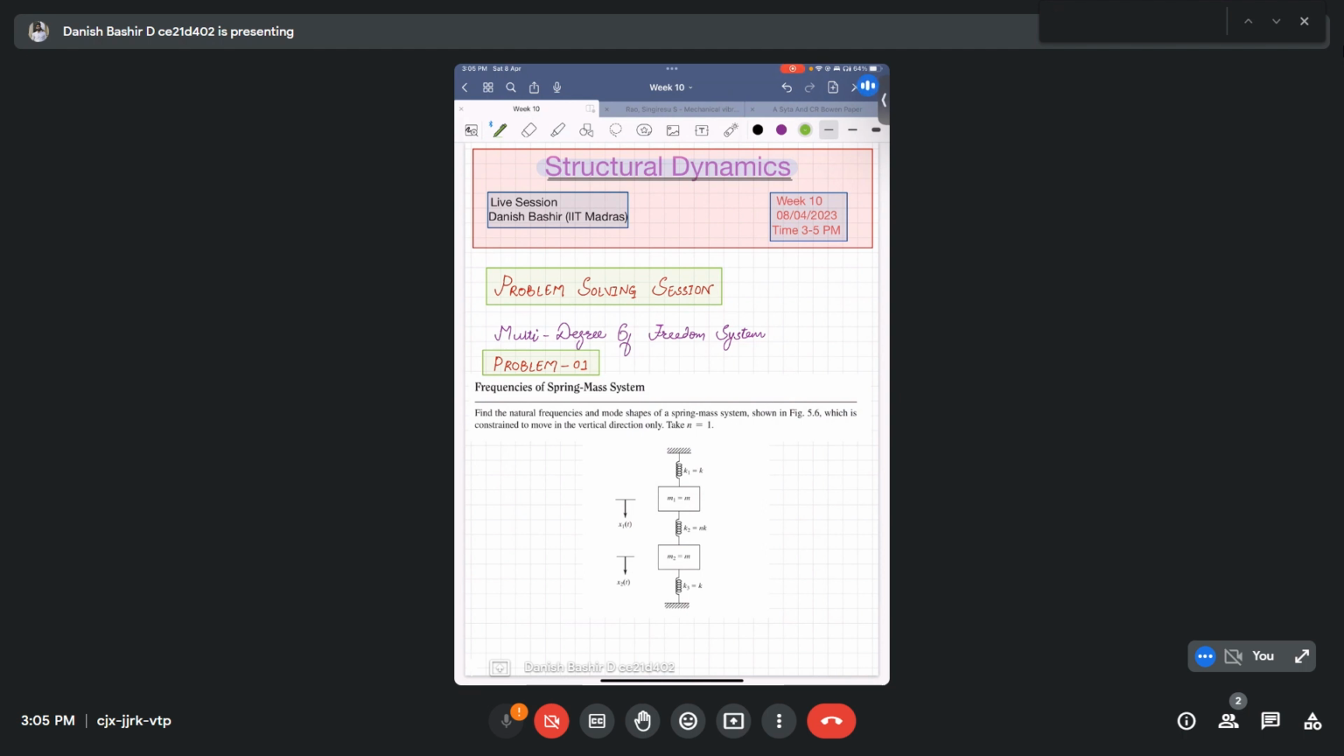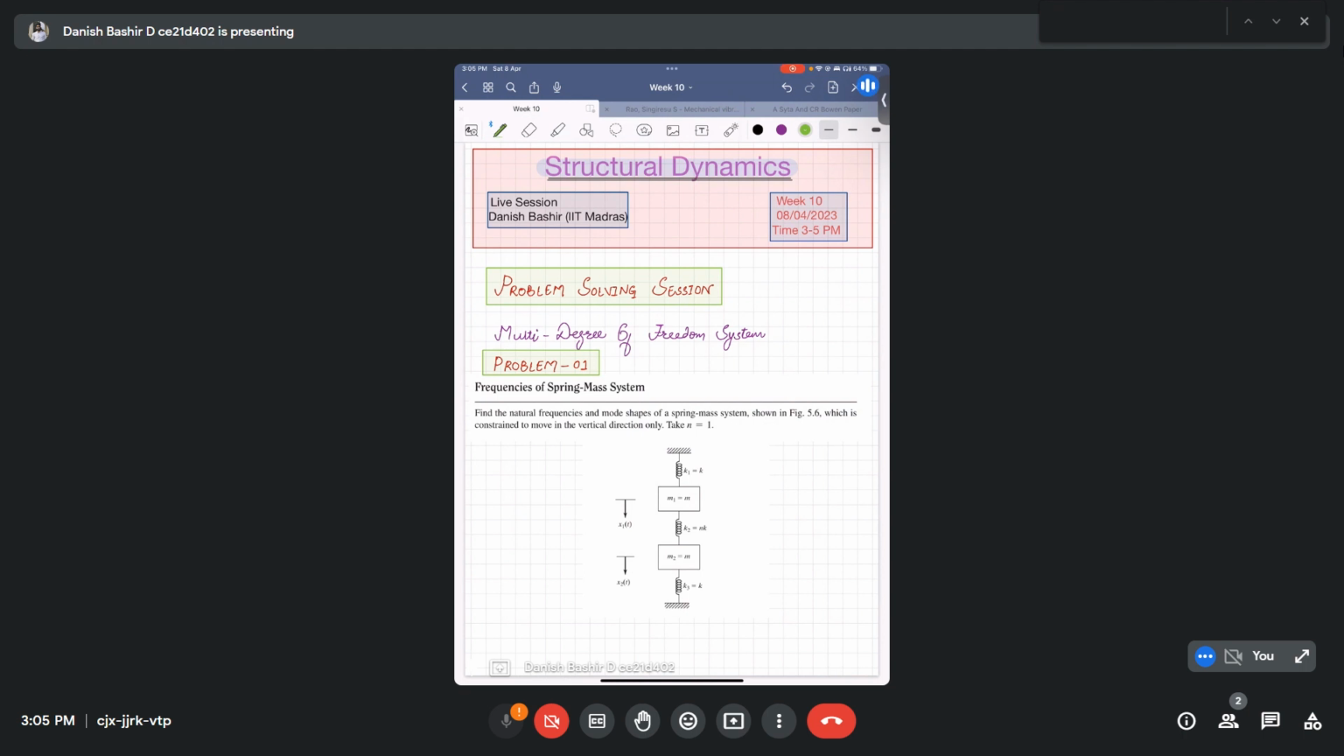Also in the last week, I showed how we can derive the natural frequencies of the given multi-degree of freedom system, as well as the mode shapes. Regarding the same, today we will be solving some examples.